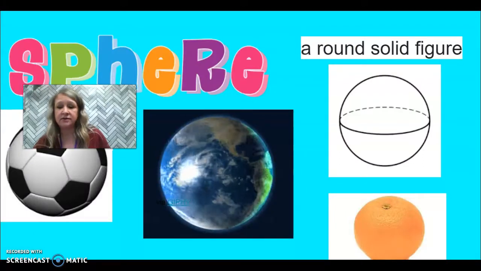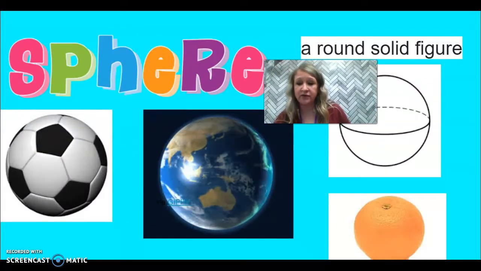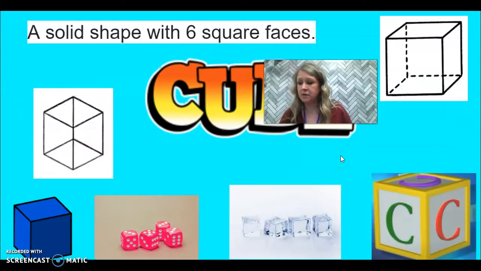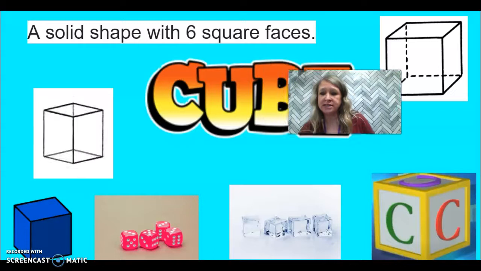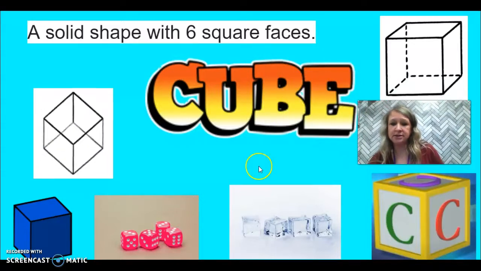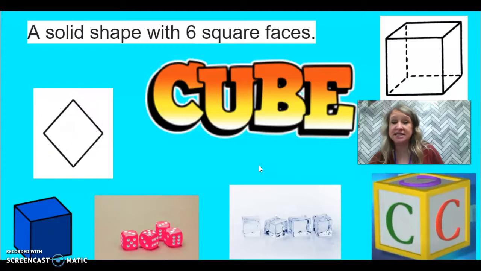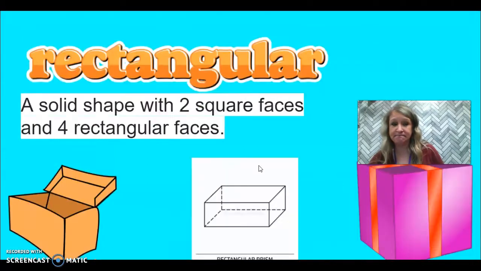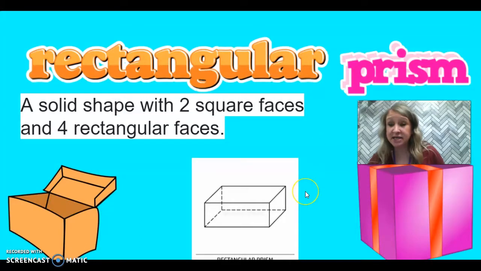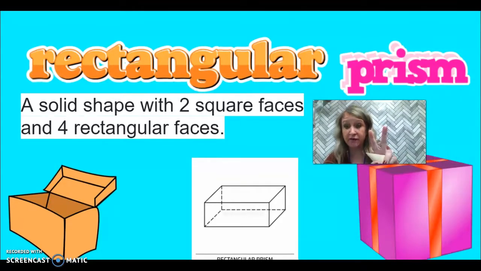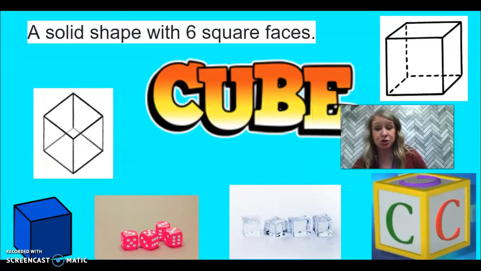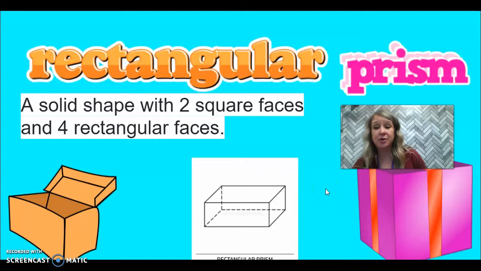Sphere. Say sphere. A sphere is a round, solid figure. Cube. Say cube. A cube is a solid shape with 6 square faces. Rectangular prism. Say rectangular prism. It is a solid shape with 2 square faces and 4 rectangular faces. A cube is a special rectangular prism.